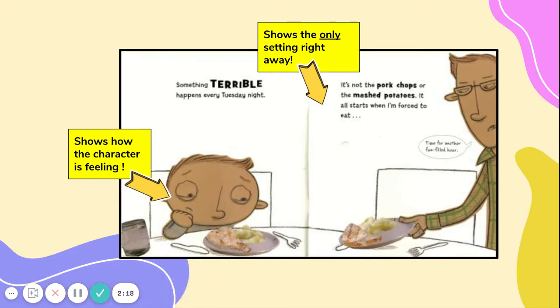The illustrator showed how the characters are feeling right away. The illustrator also showed the only setting right away. Remember, small moment stories only have one setting. And in The Night of the Veggie Monster, we know that the only setting was at the dinner table. Today you can do the same.